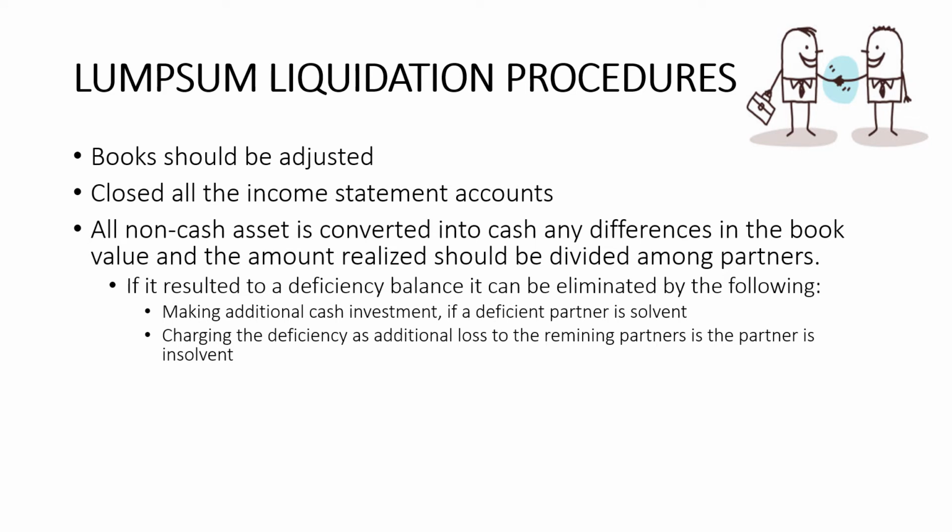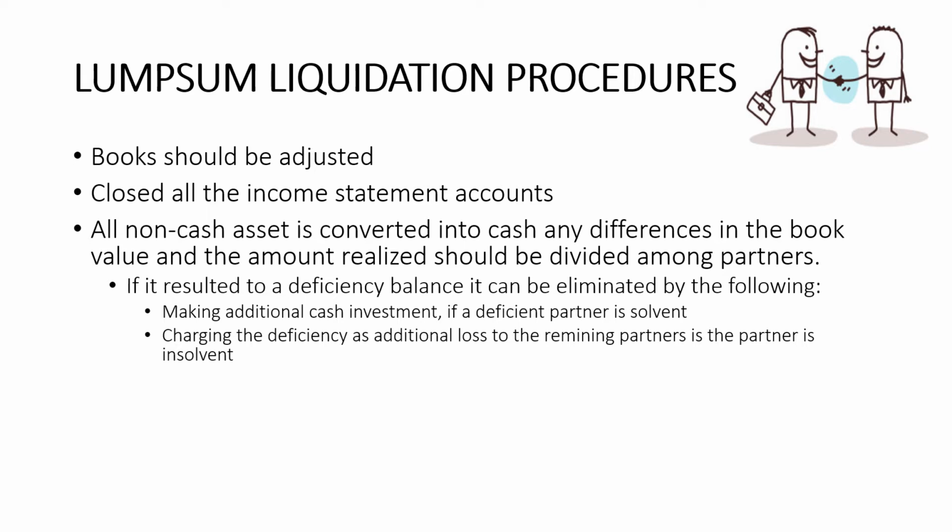So all non-cash assets are now converted into cash. Any difference in the book value and the amount of realization should be divided among partners. So take note, if an asset is sold, for example, the computer's book value is 10,000 and it was sold for 20,000, the gain would now be divided according to their P&L ratio. Or if it's vice versa, meaning there is a loss, the loss is now also divided among the partnership according to their profit and loss ratio.